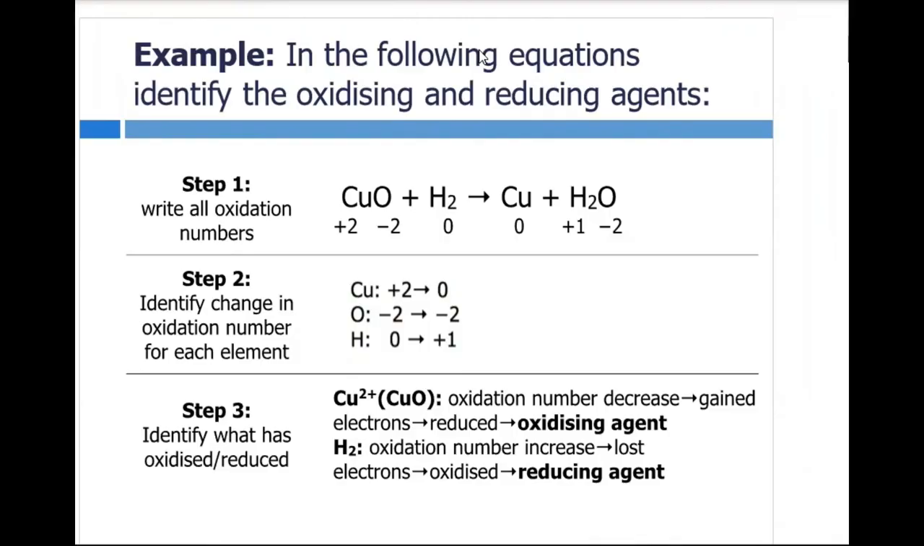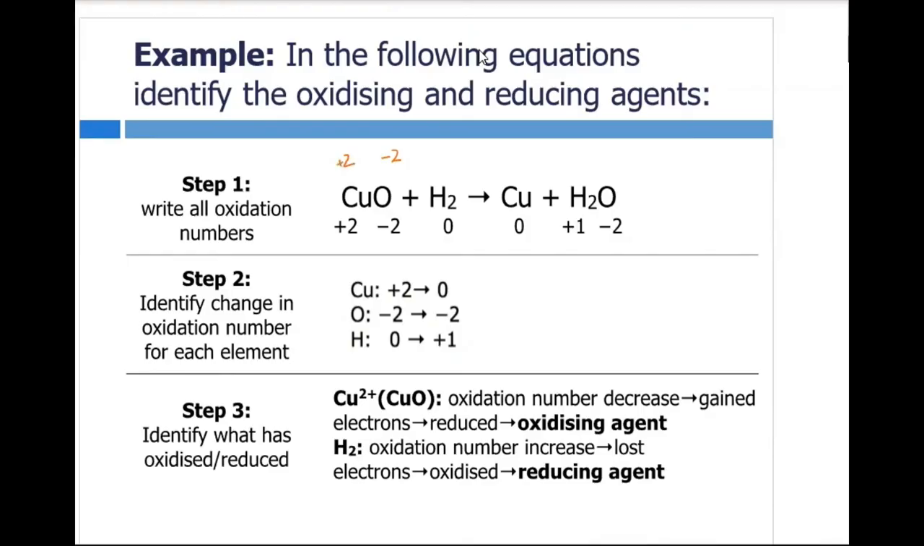Let's go. All right, so in the following equations, identify the oxidizing and reducing agent. The agent has undergone a process. Remember which one is which. Step 1, write all the oxidation numbers. So copper, you can't just know, oh, copper is 2, because copper could be something else because it's a transition metal. But what do we know? Oxygen is -2. It's in group 6 or 16. So it's -2. And in a compound that is neutral, the charges must balance out. So therefore, copper must be 2 plus or +2.